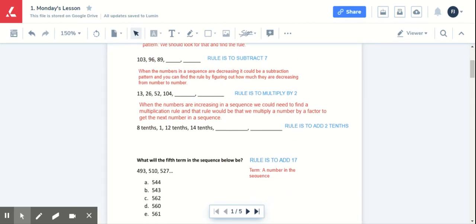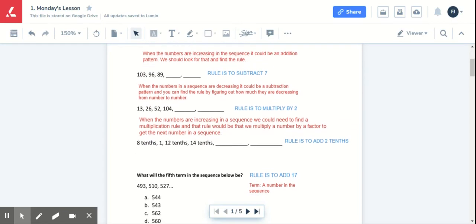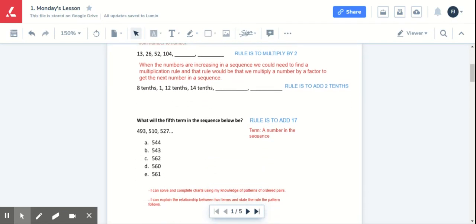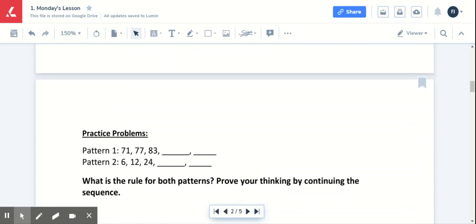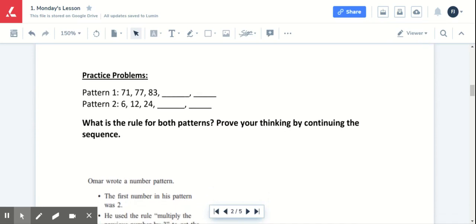Make sure that you have completed all of your notes, including the definition of a term. To finish off our notes for today, we know that we can solve and complete charts using our knowledge of patterns of ordered pairs. We also can explain the relationship between two terms and state the rule the pattern follows. So right now, I want you to pause the video and complete all of your practice problems. Then you'll come back to the video so that we can go over them together.